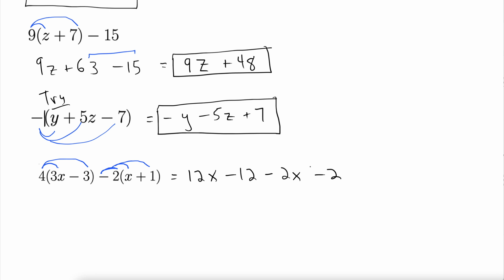It seems like we're done, but we're not. We have to combine like terms. Don't forget that. So here are the terms with the x's. Here are terms without any variables. So the x terms go together, the constant terms go together. So we get 10x, and then minus 12 minus 2 is minus 14. There we go.